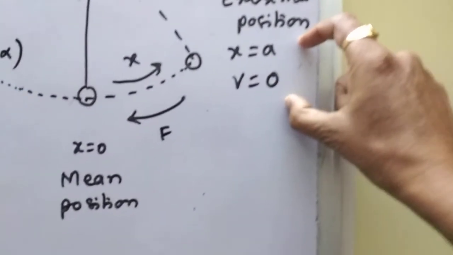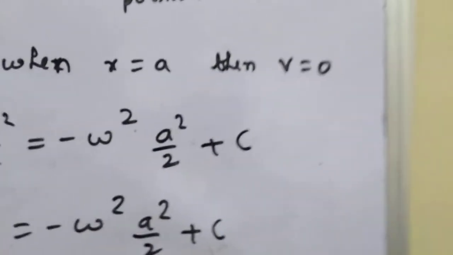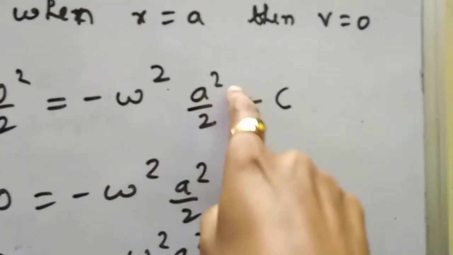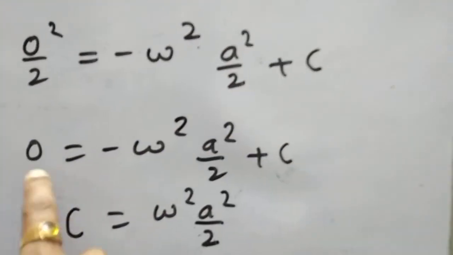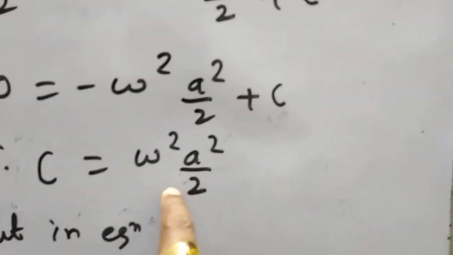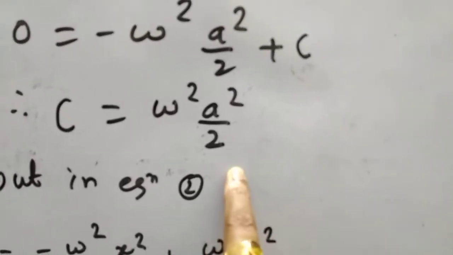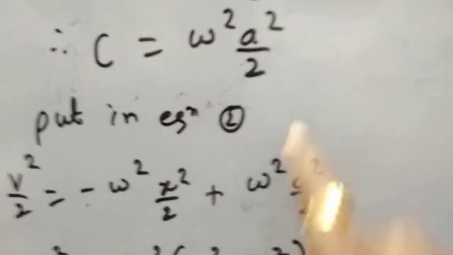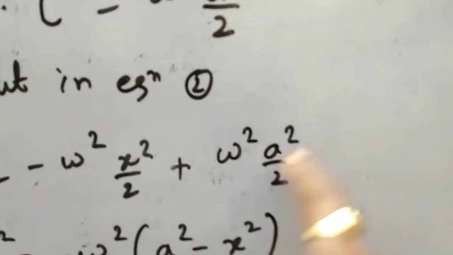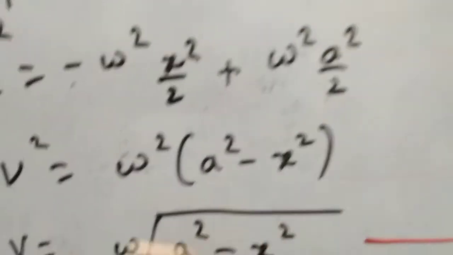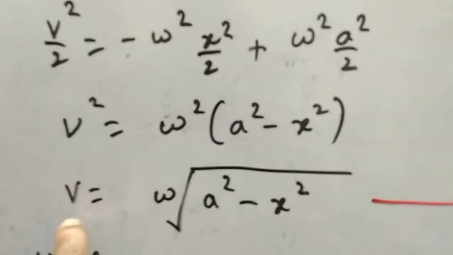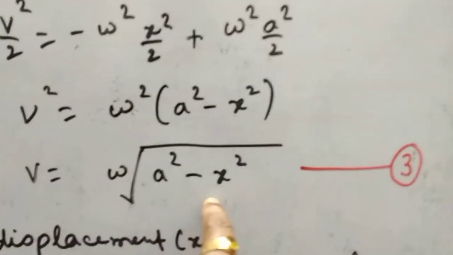So put this value in equation number 2. Equation 2 becomes 0 square upon 2 is equal to minus omega square a square upon 2 plus c. Therefore 0 is equal to minus omega square a square upon 2 plus c, so c is equal to omega square a square upon 2. Put this value in equation number 2. Therefore v square upon 2 is equal to minus omega square x square upon 2 plus omega square a square upon 2. 2 cancel. Therefore v square is equal to omega square in bracket a square minus x square. Therefore v is equal to omega under root of a square minus x square.